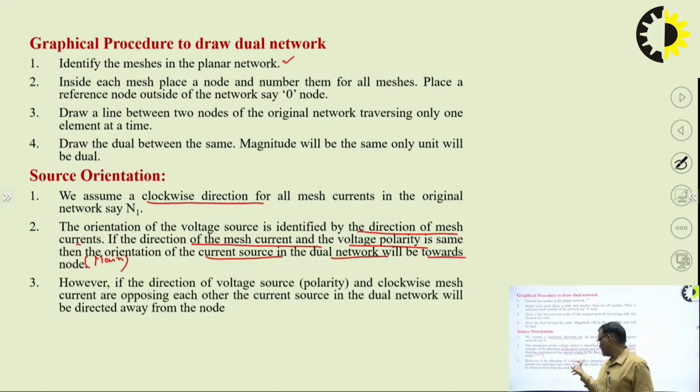However, if the polarity of the voltage source and the clockwise direction of the mesh current oppose each other, then the current source in the dual network will be directed away from the node, that is the main node. So very important, node means main node.